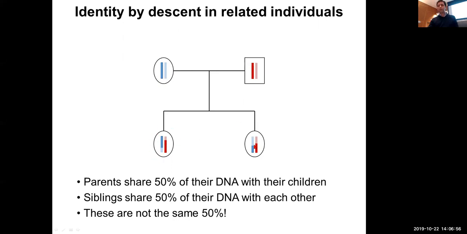You then get some blending that creates your chromosomes. And this blending is through these recombinations, where at every location you have either grandpa's or grandma's from here, and other grandpa's or grandma's from there. Everybody with me here? Great. So parents share 50% of their DNA with their children, and siblings share 50% of their DNA with each other, but they're not the same 50%.